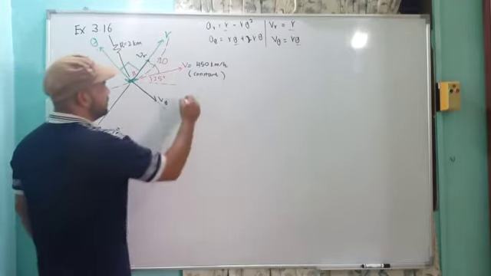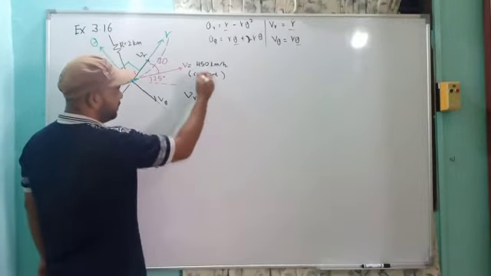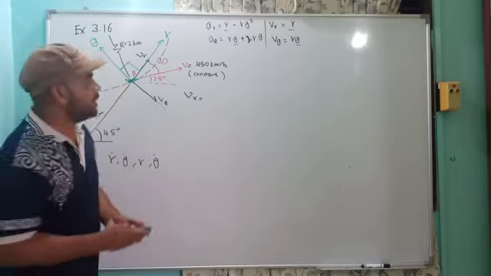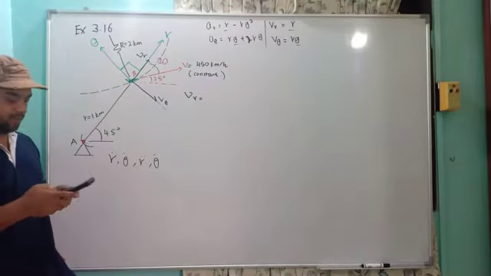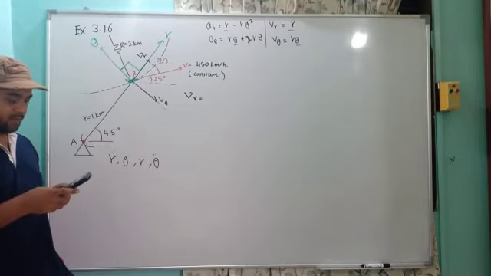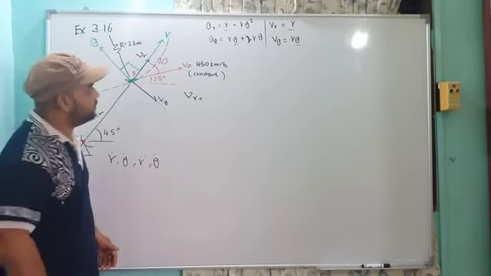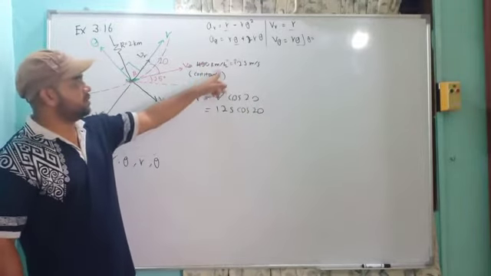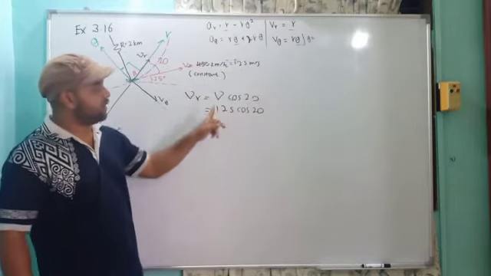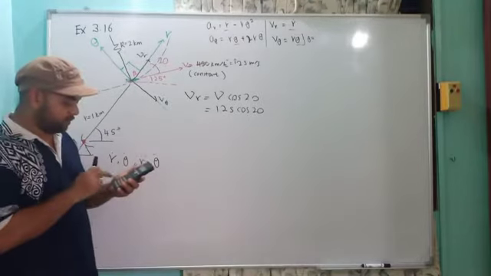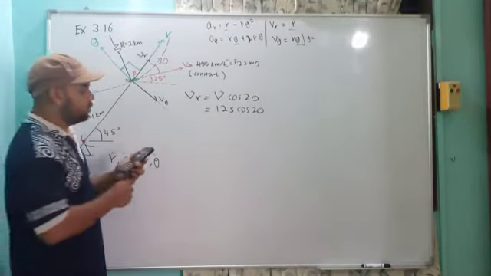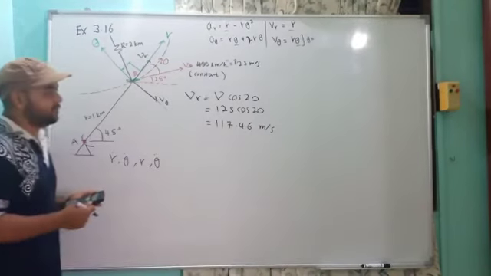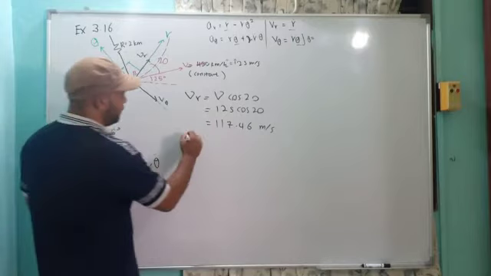So from here, you can have VR equal to V, which is 450. Now I want to convert everything into meter per second, so 450 divided by 3.6, which is 125. So VR equal to V cos 20, where V is 450 kilometer per hour, converted into meter per second, 125. So 125 cos 20 equals 117.46 meter per second. Now we have used one as VR, the other one is V theta.